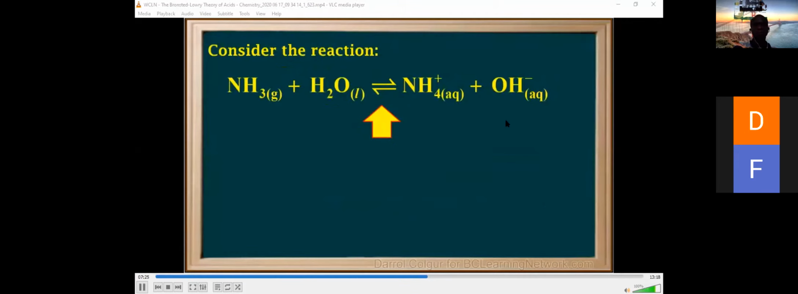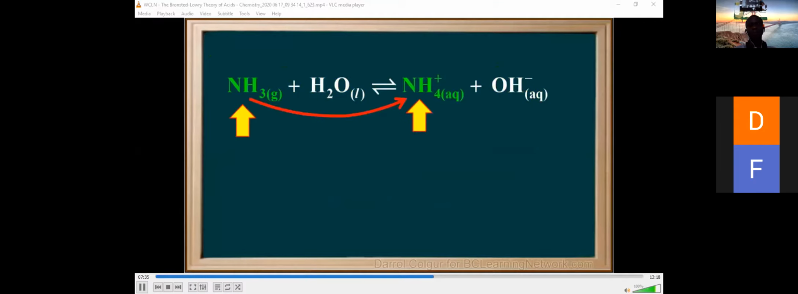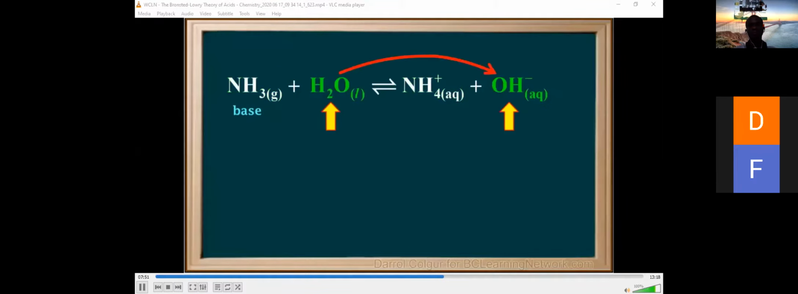Now let's consider this reaction. Again, the double arrow here tells us that this reaction does not go to completion. Instead, an equilibrium exists here. We see that the NH3 has been converted to NH4+. In doing so, it gains one H and one positive charge. Therefore, it gains one H+, or one proton. Because it gains a proton in this case, the NH3 is classified as a base.